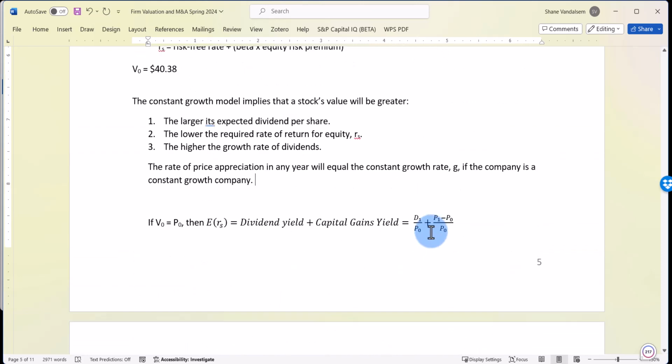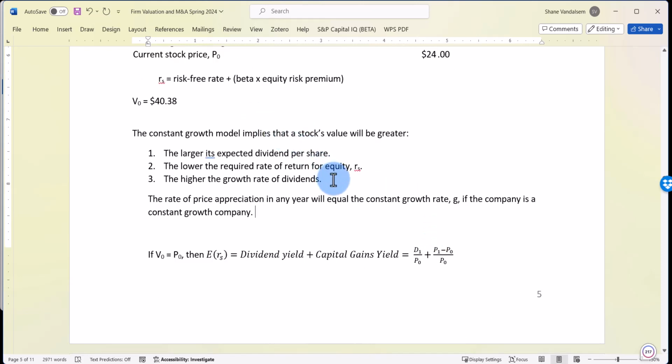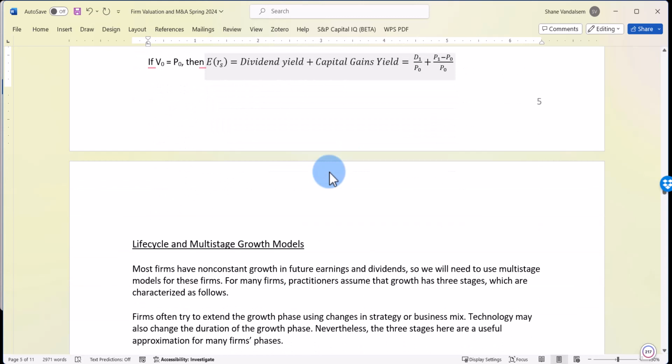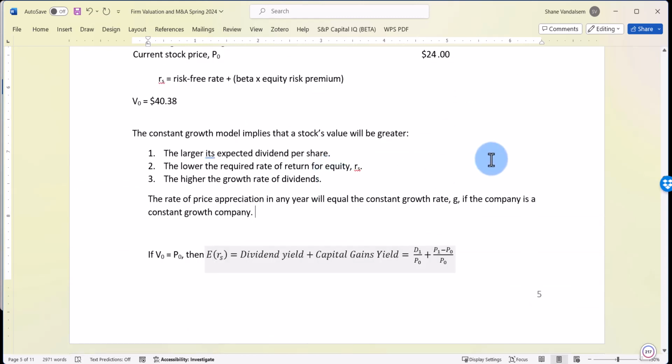And that's a good stopping place for this video. We will get into the life cycle and multi-stage growth models next time, where we don't assume that the dividends are growing at a constant rate. Please let me know if you have any questions.